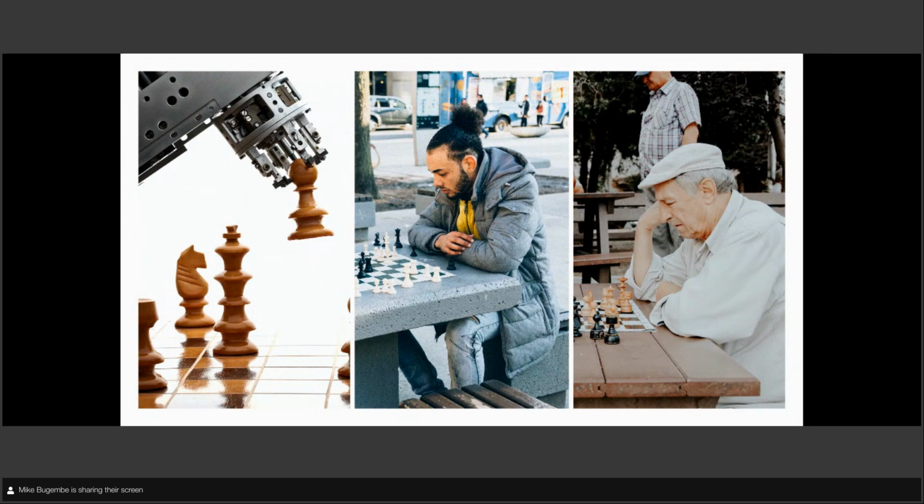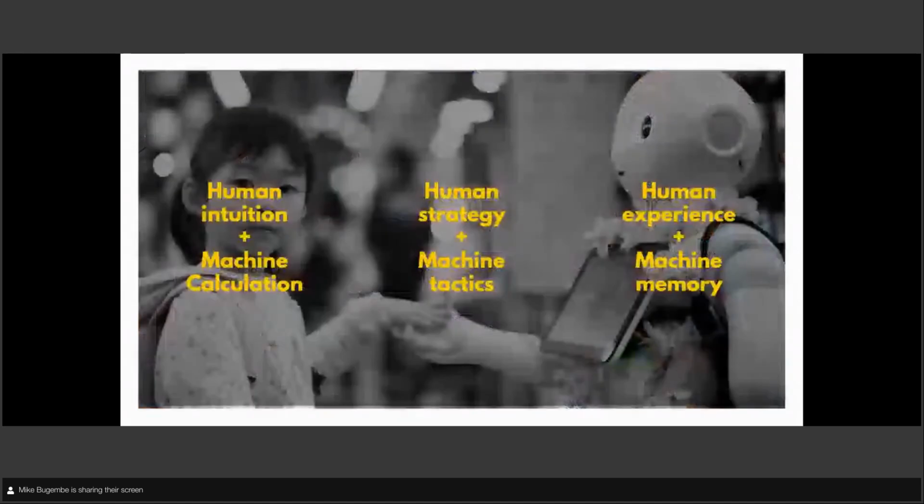The difference between those amateurs and the grandmasters, or the grandmasters plus computers, or any of those combinations, was that these guys really had these 3 characteristics. They knew how to take human intuition and combine it with machine calculation. They were able to understand how to strategize and use that creation ability that humans have and combine it with machine tactics. Human experience, and of course, they were very humble and accepted that the machines had better memory. This is what I saw in each of those successful organizations.